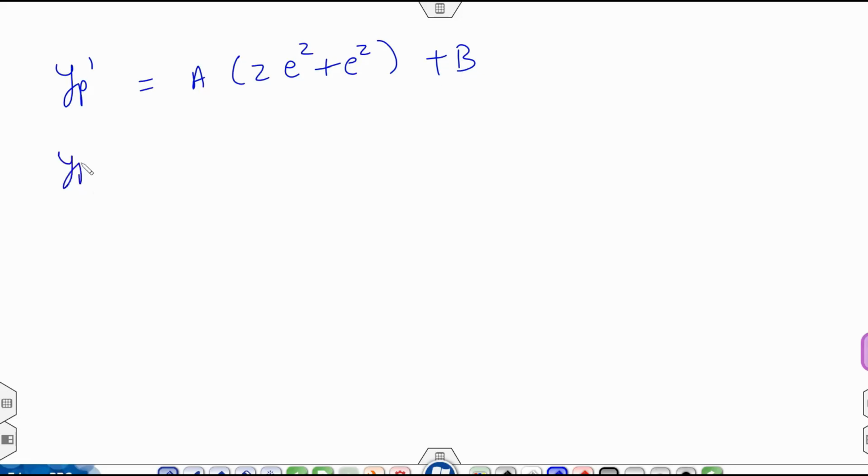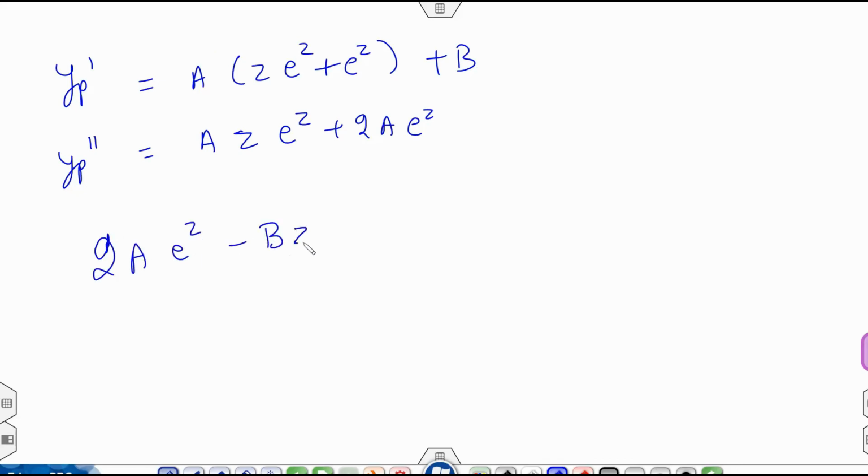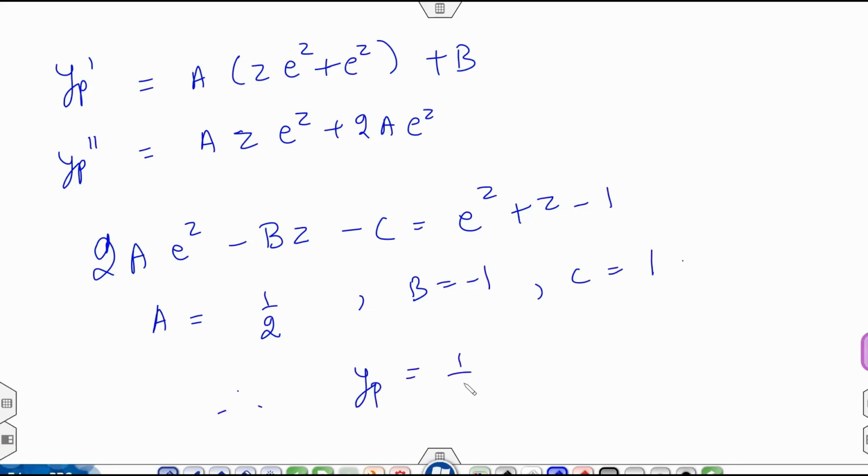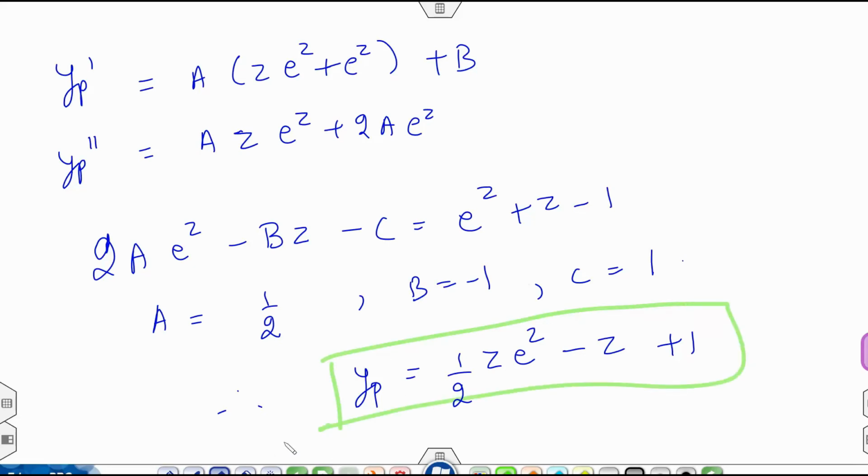So this is our yp double dash. Now putting the values, what we are getting is 2a e to the power z minus bz minus c is equal to e to the power z plus z minus 1. So comparing both, we are getting a is equal to half, b is equal to minus 1 and c is equal to 1, and therefore yp will be half z e to the power z minus z plus 1. So here we have found out the yp also.